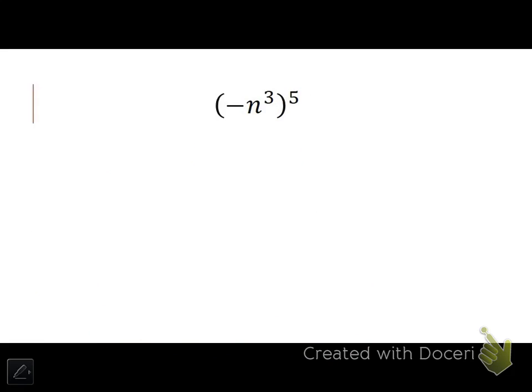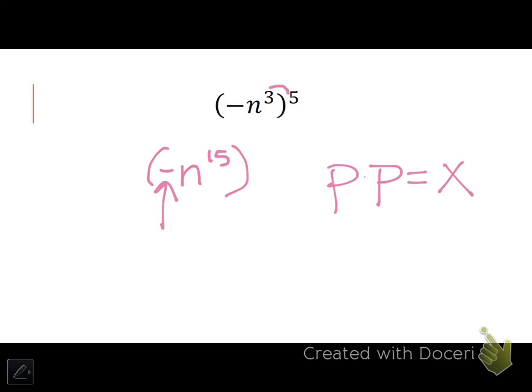Okay, when we do power to a power, we multiply these. So we're going to have negative n to the 15. Remember, power times power, we multiply. Okay, and it's going to stay negative because that negative is sitting on the outside. So we're just applying these to each other. That's it.